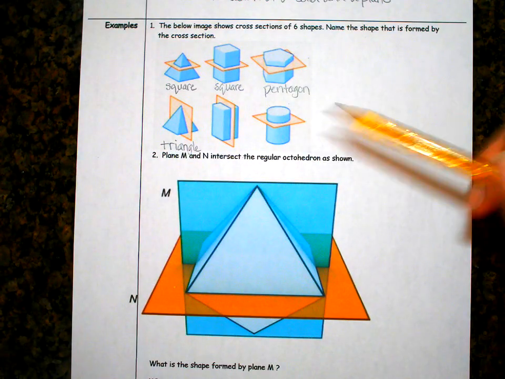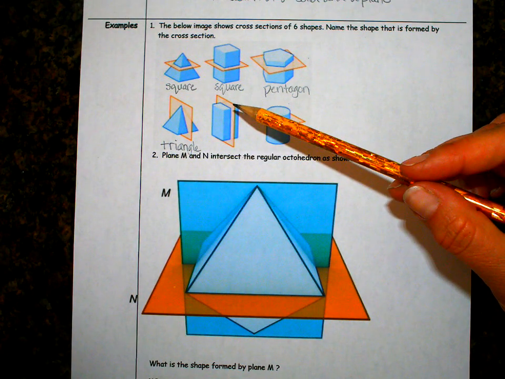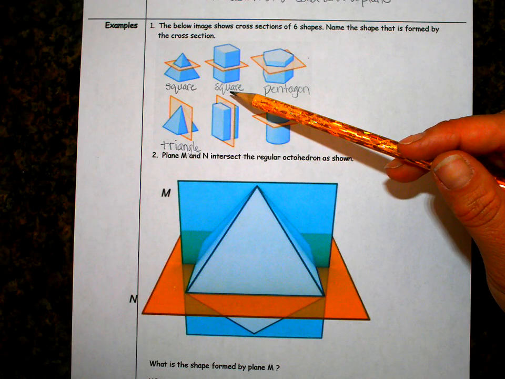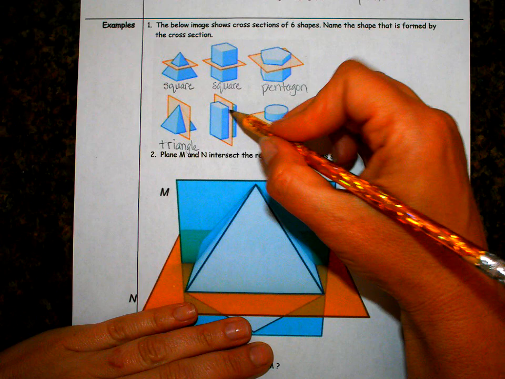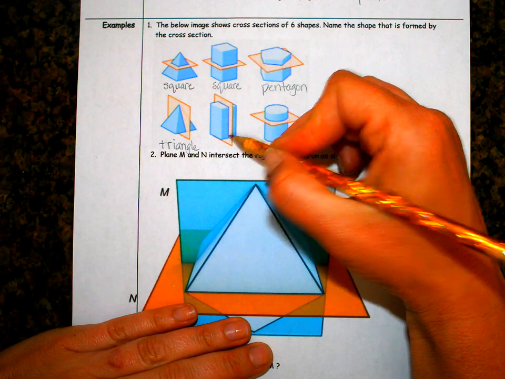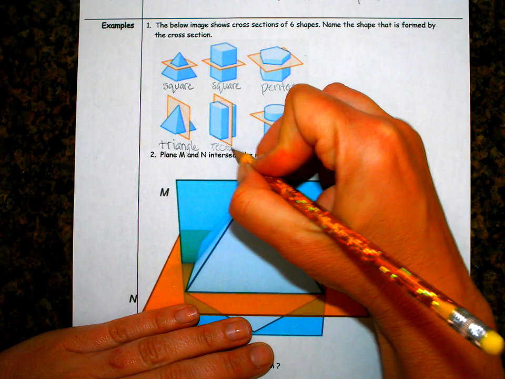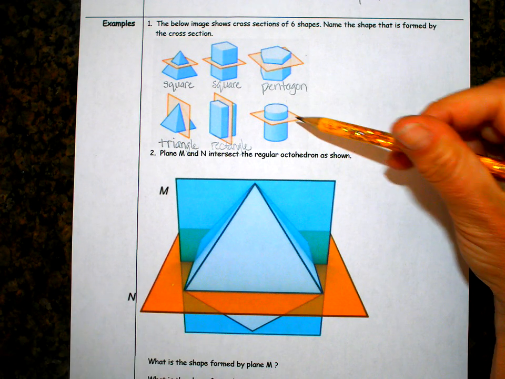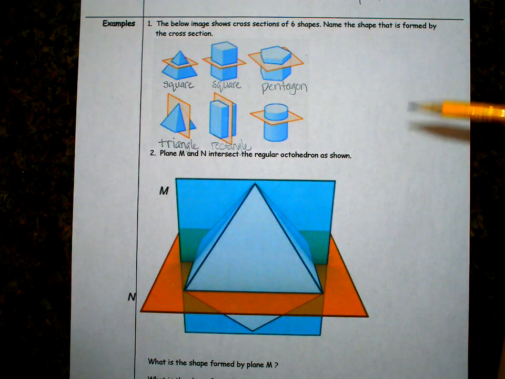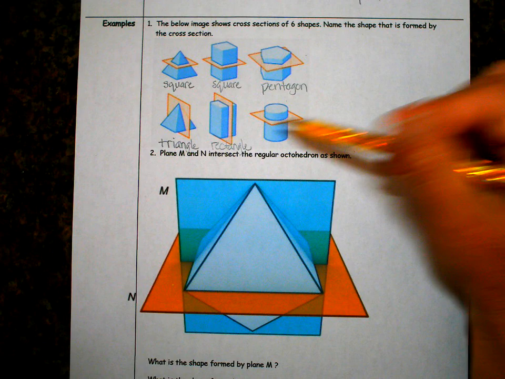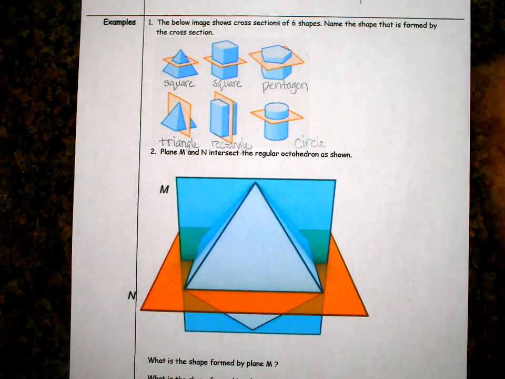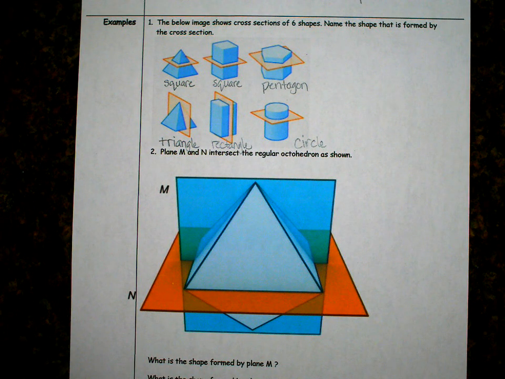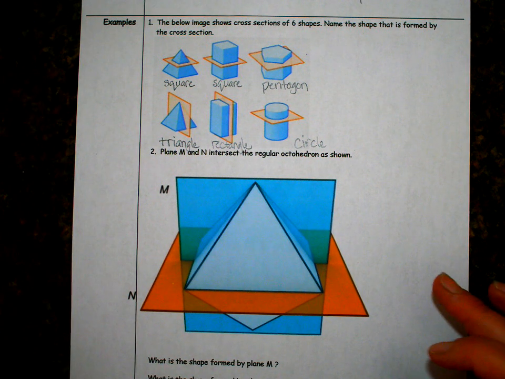Okay. Here's another rectangular prism, but the cross section is going vertically. So what shape is that made? This one, rectangle. Lastly, I have a cylinder that has a cross section, and it is intersected and becomes a circle. Okay. Very good. All right.